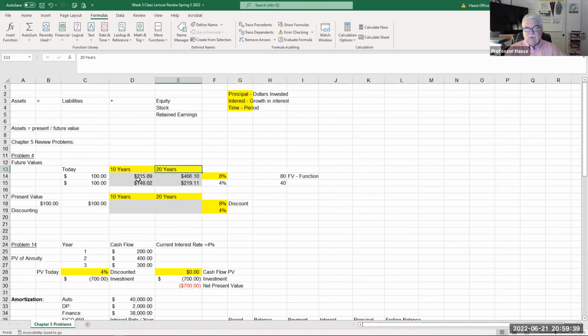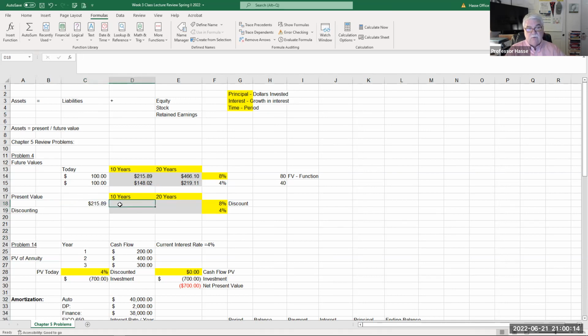So let's take $215.89 and go back in time. What is the present value of that today? What's the present value of $215.89? Well, hopefully it'll be $100 if we do this correctly, but let's just show how we would do that.